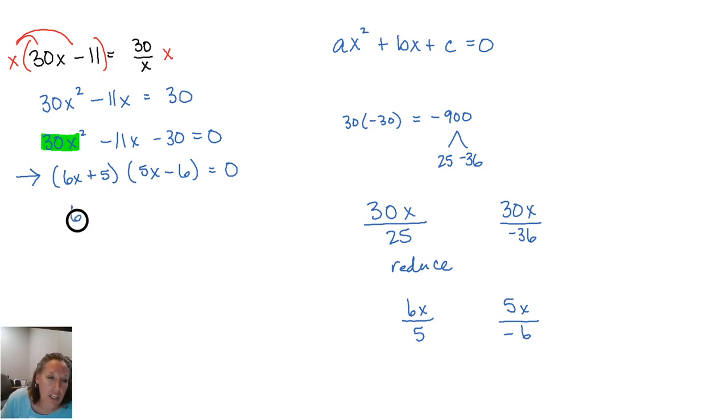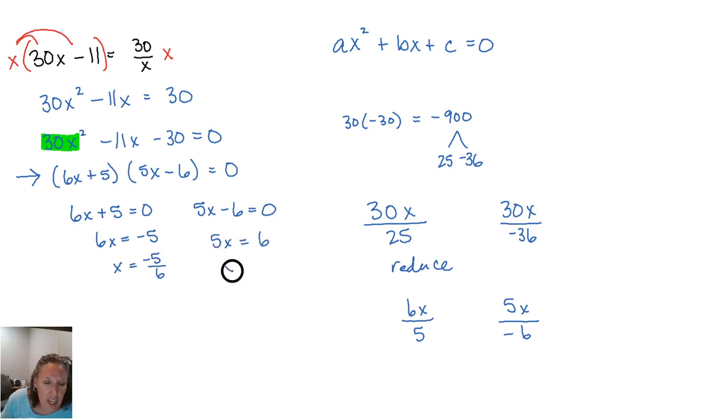All right, now we're going to set each of those factors equal to 0. Subtract 5, divide by 6, and we get negative 5 over 6. And then we're going to add 6 and divide by 5, and we get a positive 6 over 5. So that is our solution set.